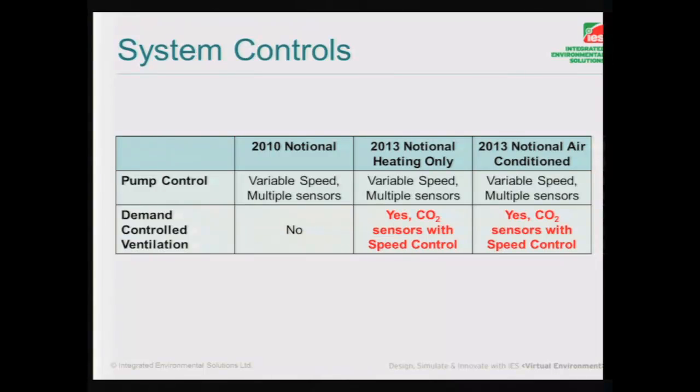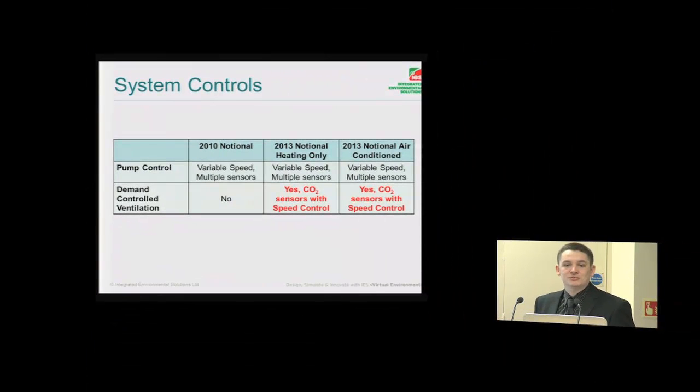The biggest change is with demand-controlled ventilation. The 2013 model will include demand-controlled ventilation, CO2 sensors and speed control, effectively offering the greatest level of reduction both in ventilation supply and auxiliary energy that the calculation methodology allows. So again, there's no scope really for designers to improve upon that. They could really only equal the settings that are being applied.